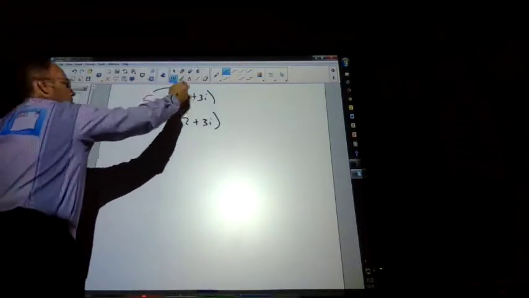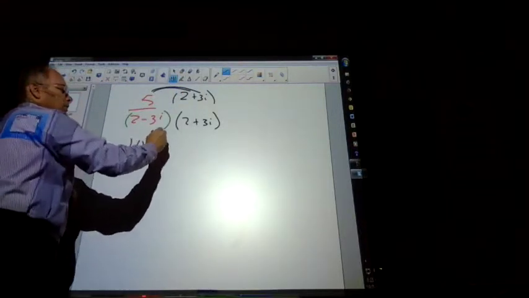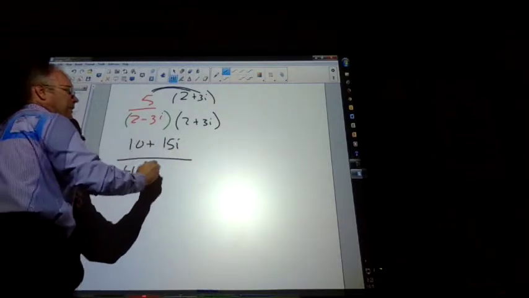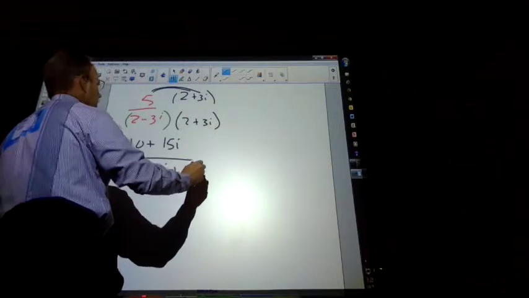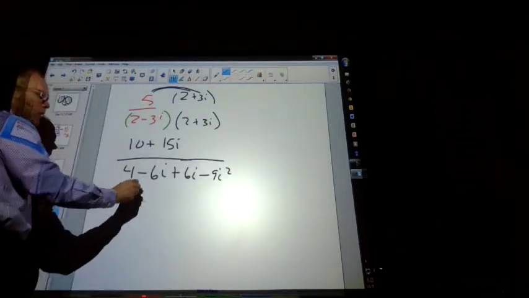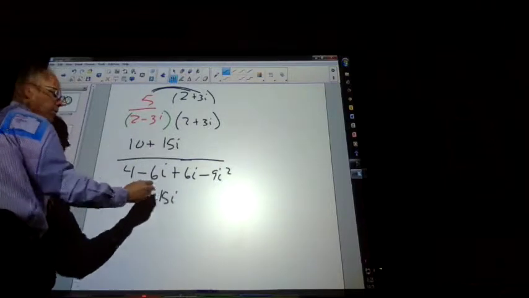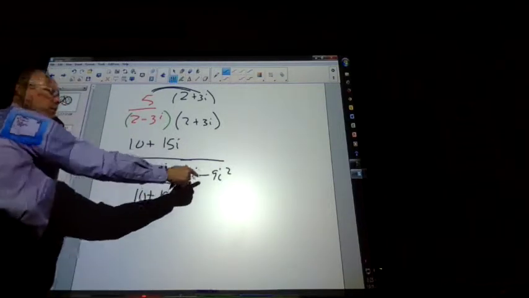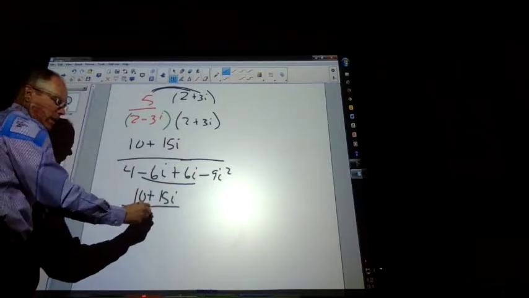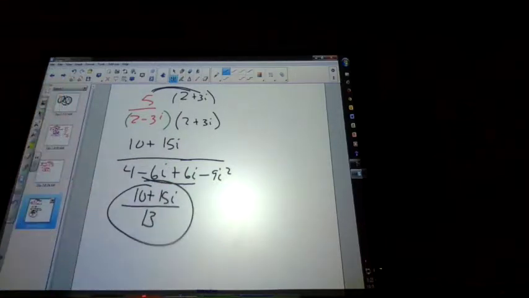Distribute on the top, so that goes here and here. That gives me 10 plus 15i. On bottom, I'm going to get 4 minus 6i plus 6i minus 9i squared. Top staying as is for right now. Those cancel each other out. What's negative 9i squared? Positive 9, so 4 plus 9 is 13. That problem's done. So those are definitely types of problems you will see.